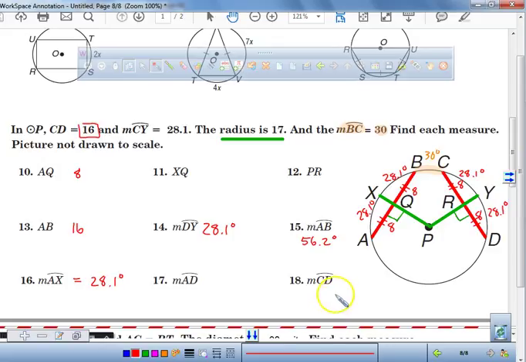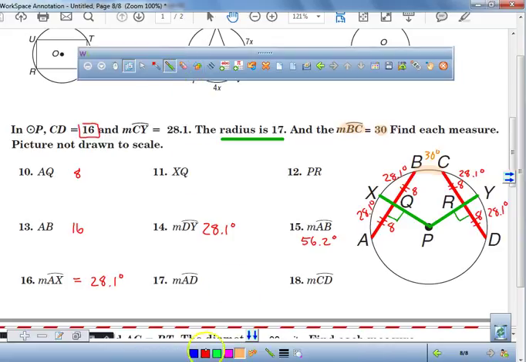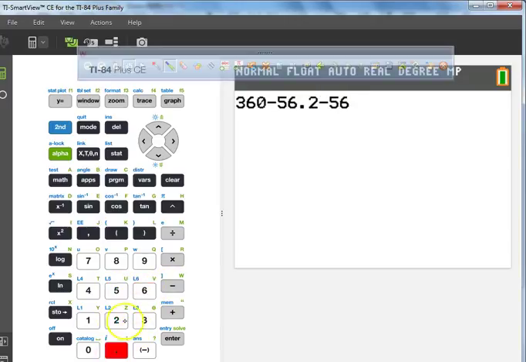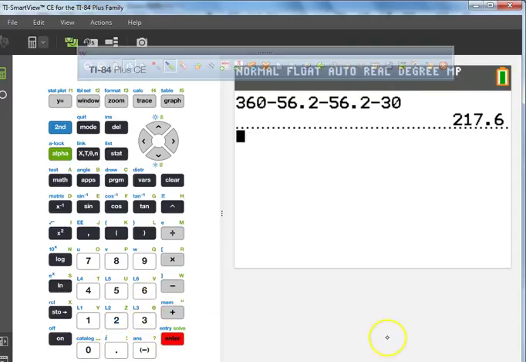Ooh. Now we got a little trickiness here. We got A all the way to D. So let's add up all the angles and take them away from what? 360. So let's go ahead and go to our graphing calculator here. 56.2. All right, so we got 360. We know we have to take away 56.2. We got a couple of those guys, right? And then we also have 30 degrees, right? So what does that leave us with?